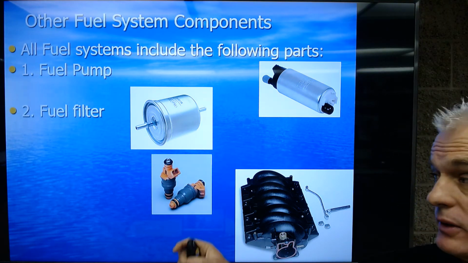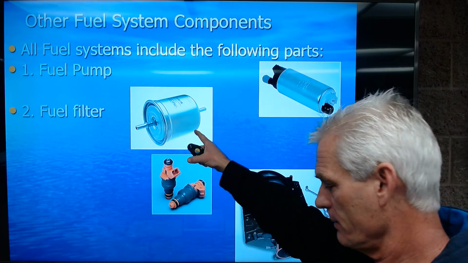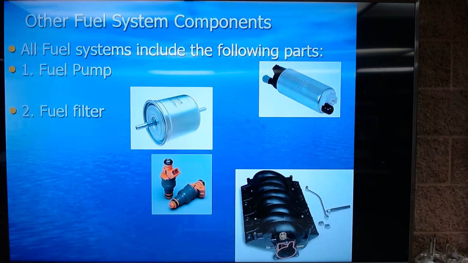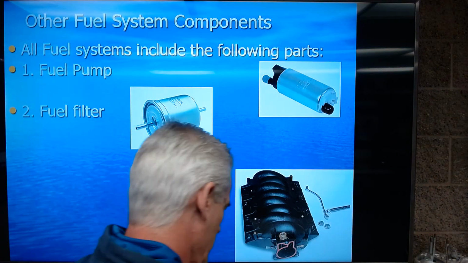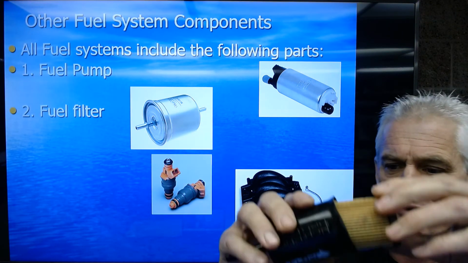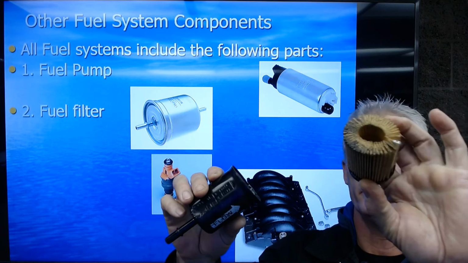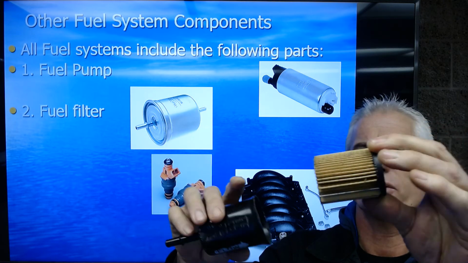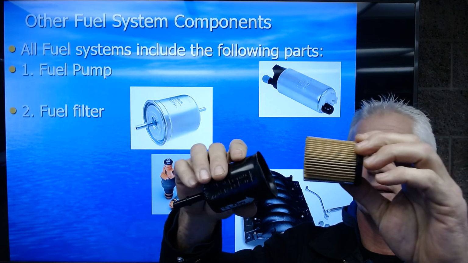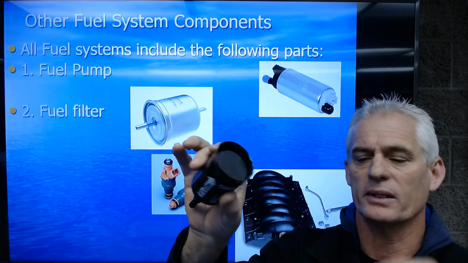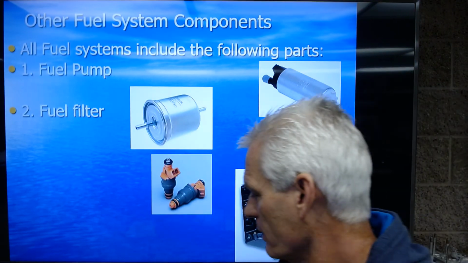We have a fuel filter, and this is a fuel filter here. It's a pleated paper filter on the inside. So I've got one cut apart here. Here's a fuel filter that I've cut apart, and there's a little pleated paper filter. As the fuel goes through the paper element, any particles get stuck inside on that paper.